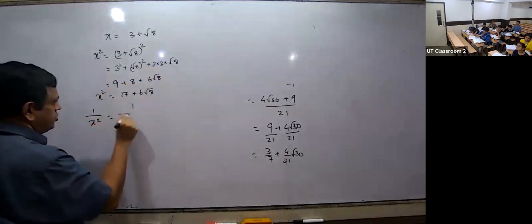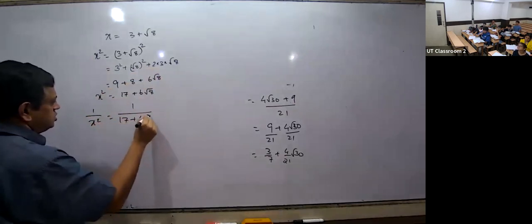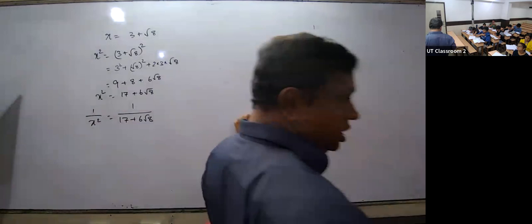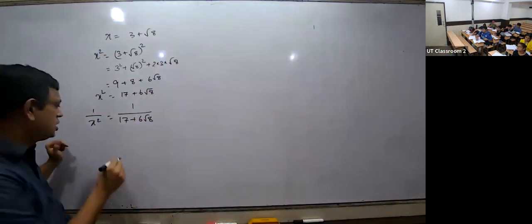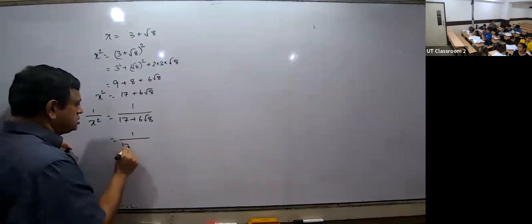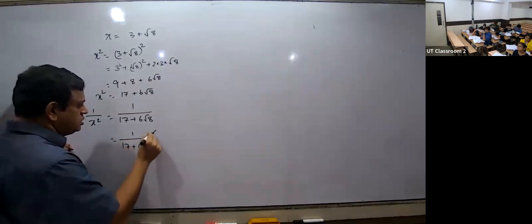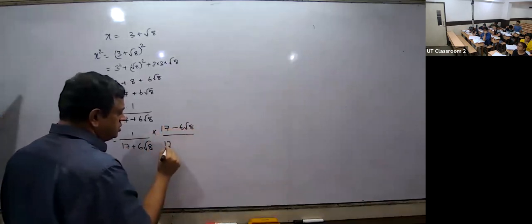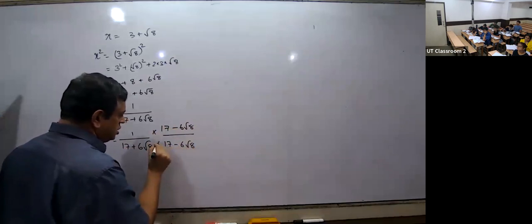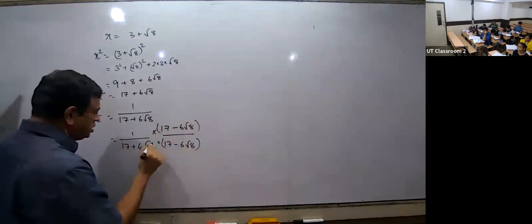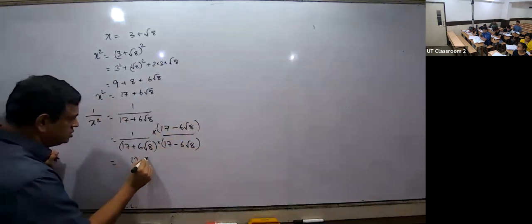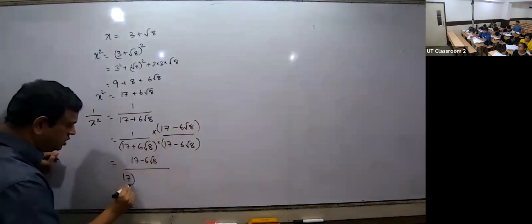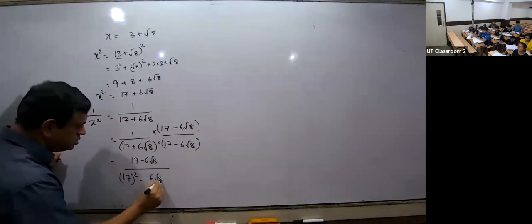How will you get 1 upon 17 plus 6 root 8? What is to be done? Tell her loudly, correct. Rationalize. How will you rationalize? Multiplying by 17 minus 6 root 8 upon 17 minus 6 root 8. Now brackets I can put. Numerator will remain 17 minus 6 root 8. Denominator will come as what? A plus b, a minus b. What is that? A square minus b square.